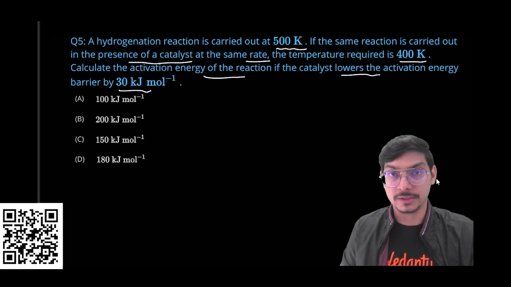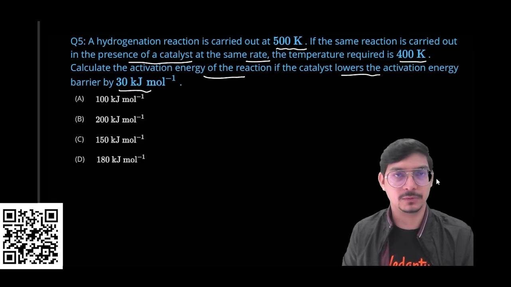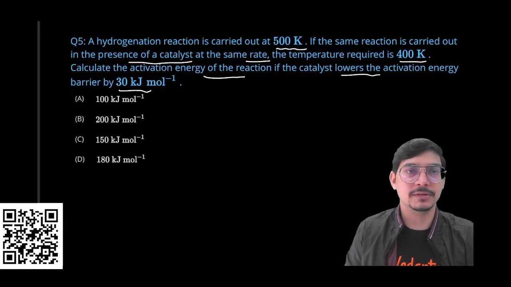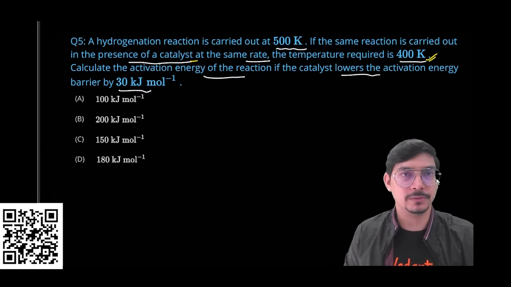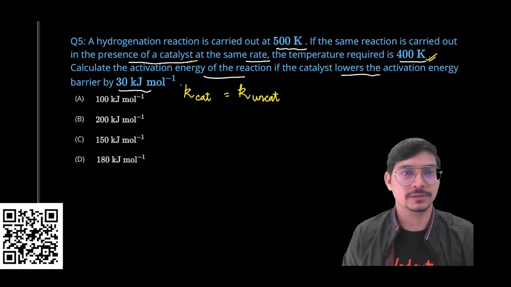So the important point here is that the reaction rate is same with and without catalyst. Although catalyst is speeding up the reaction rate, in the presence of catalyst, the reaction is being carried out at low temperature. So as I said, we will assume the rate constant is also same. So rate constant for catalyzed reaction would be equal to the rate constant for uncatalyzed reaction.